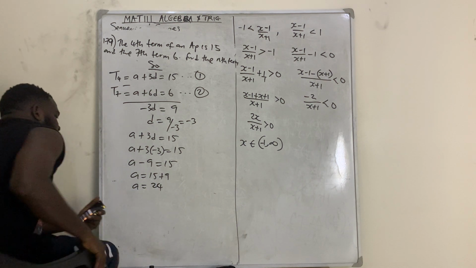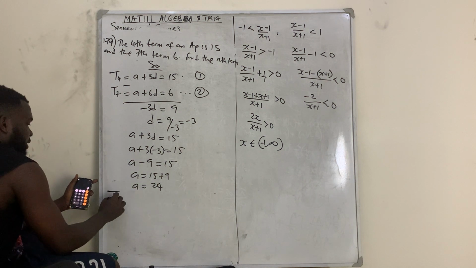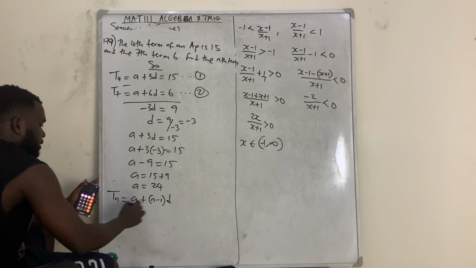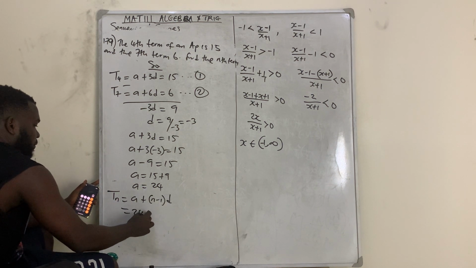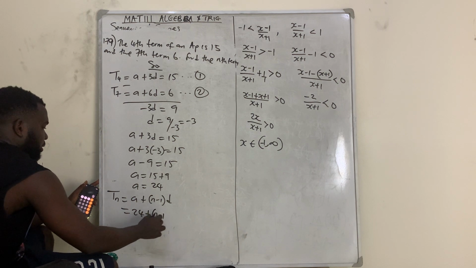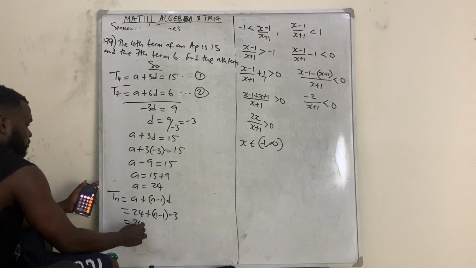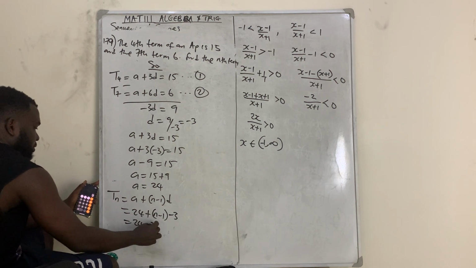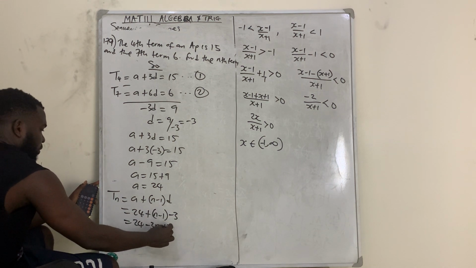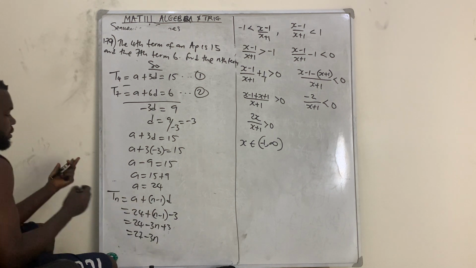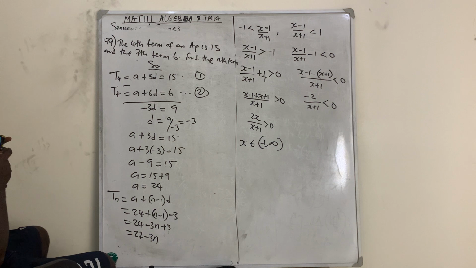Okay? Since your A is equal to 24, the nth term of a sequence is given by A plus n minus 1 bracket D. So which is 24 plus n minus 1 bracket, my D is minus 3. If you open the bracket, you are going to have 24, this times this minus 3n, this times this will give you plus 3. So which is 27 minus 3n. So that is the nth term of that sequence. Okay?